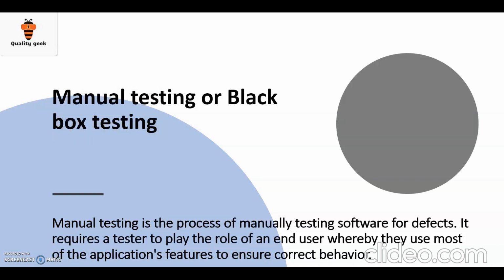So we discussed this. This is manual testing, or black box testing. Manual testing is the process of manually testing the software for defects. It requires a tester to play the role of an end user, whereby they use most of the application's features to ensure correct behavior.